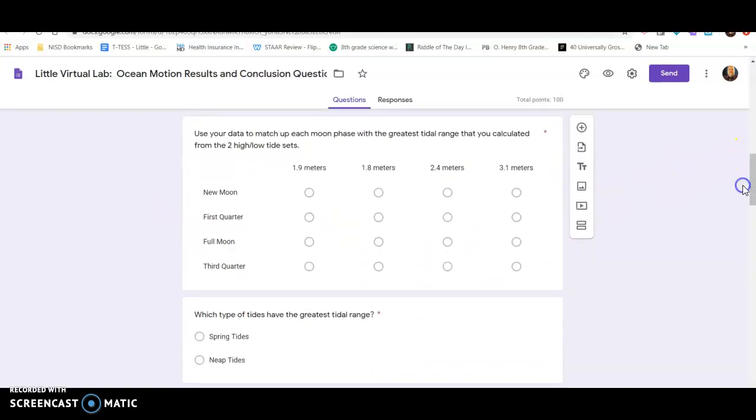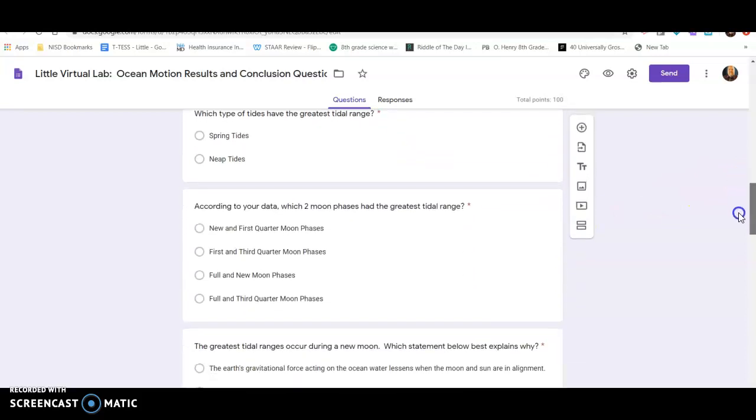We'll scroll down here. You'll use your data to match up each moon phase with the greatest tidal range that you calculated from the 2 high and low tide sets. Okay, so these radio buttons you will go ahead and fill in appropriately. I'm going to scroll down a little bit more. Next it says, which type of tides have the greatest tidal range or the biggest difference between them? Spring tides or neap tides?